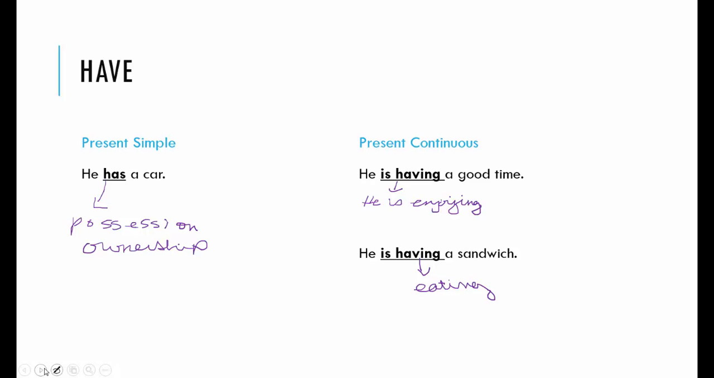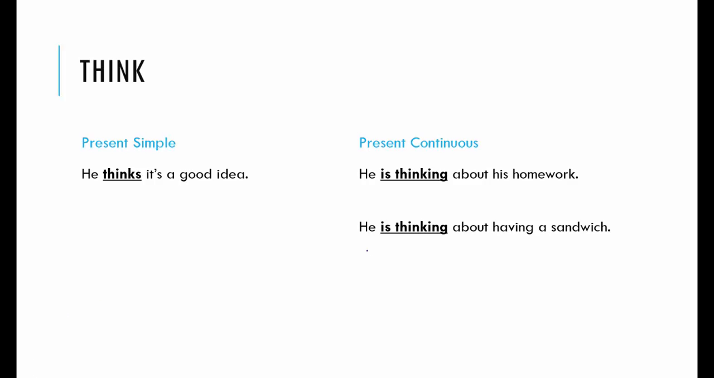The next one is think. Now, think in the present simple is what you think it is. He thinks it's a good idea. Like, it's his opinion. He thinks it's a good idea. He believes. Believes would be another word in that area. So he believes it's a good idea.